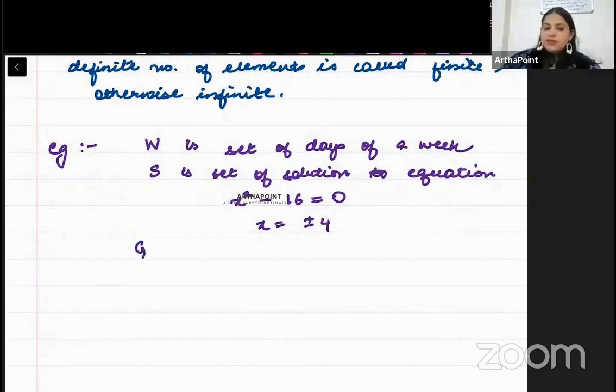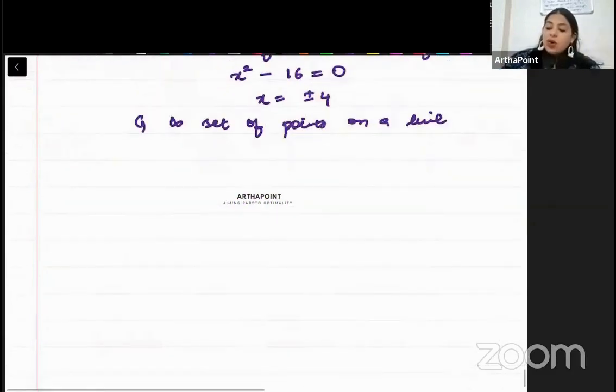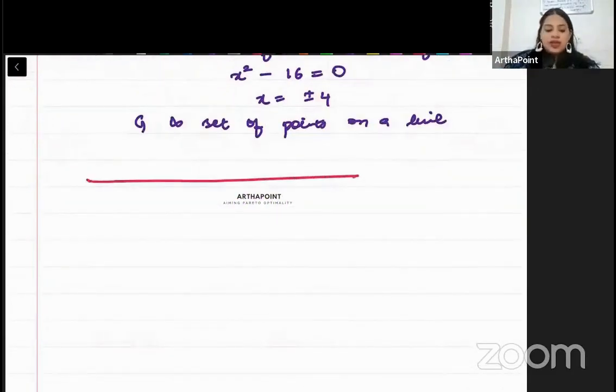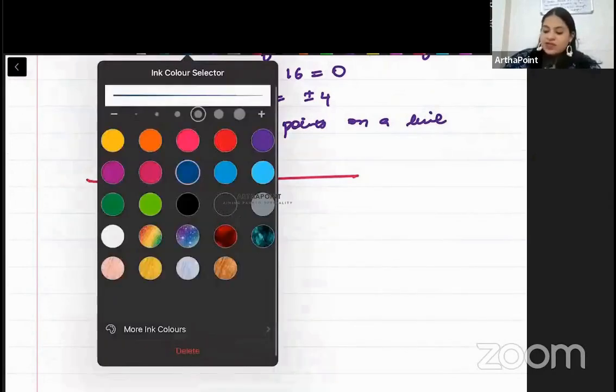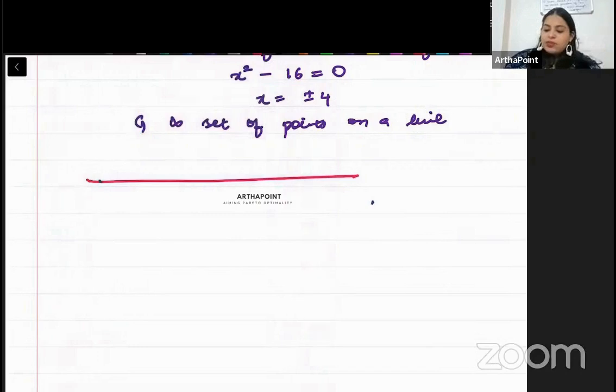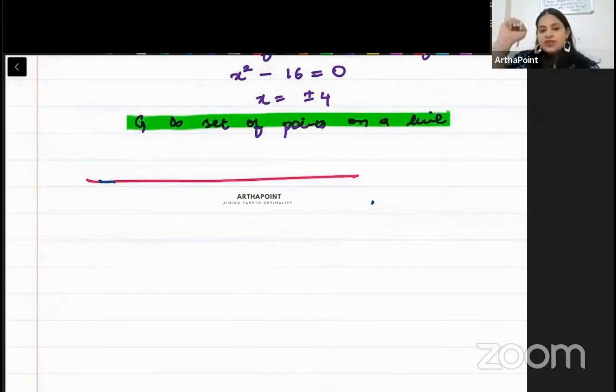But let's say that G is a set of points on a line. Now I don't know how many points there are on this line. Can I count them? I cannot. There is a point here, a point here, another point. So I cannot count the number of points on the line. So beta, that is an infinite set. I hope the difference between finite and infinite sets is clear to you. Clear, beta? Okay.